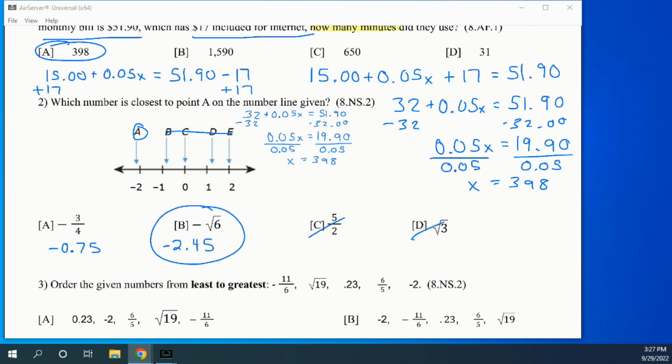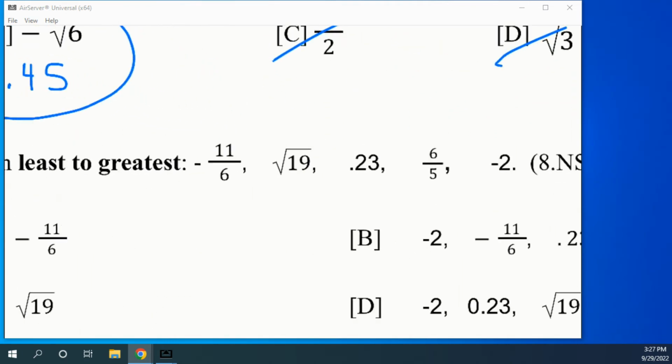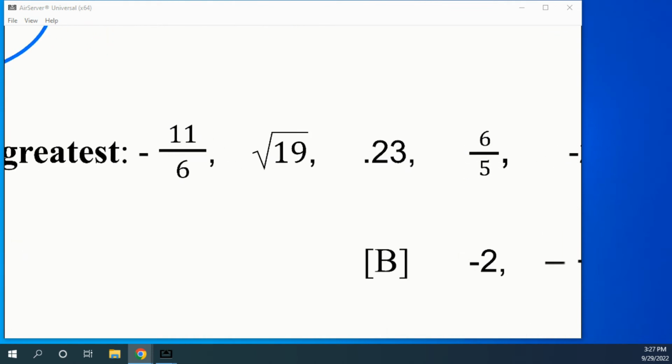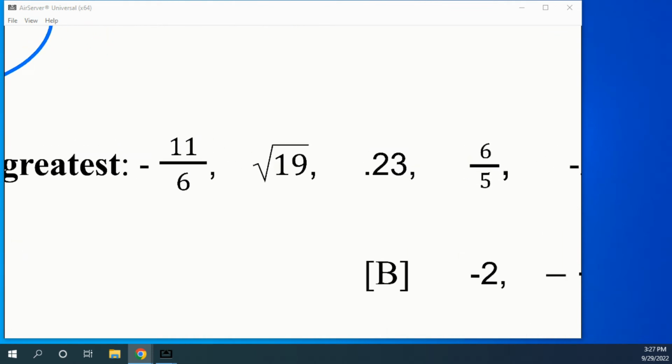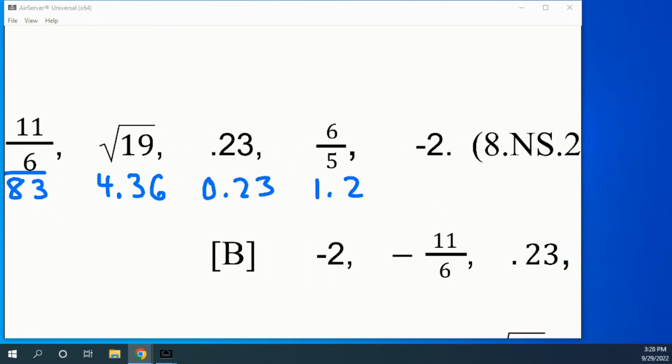That's number 2. Number 3, we need to order these numbers from least to greatest. So again, I'm going to kind of compare these with decimals. So negative 11 divided by 6, this is negative 1.83 repeating. Square root of 19 is about 4.36. 0.23 is still 0.23. That's not going to change. 6/5 is 1.2. And negative 2 is still negative 2.